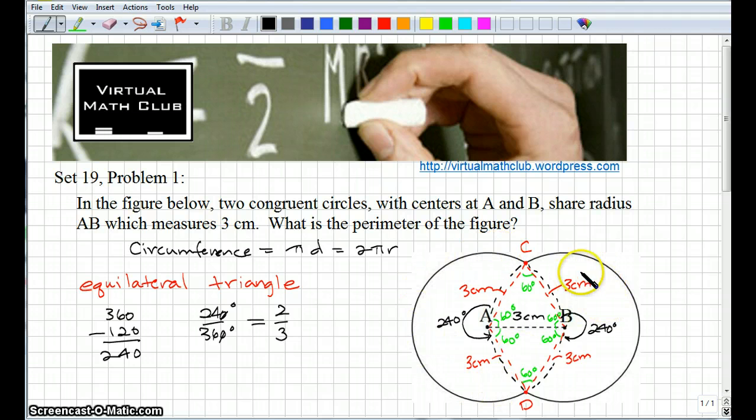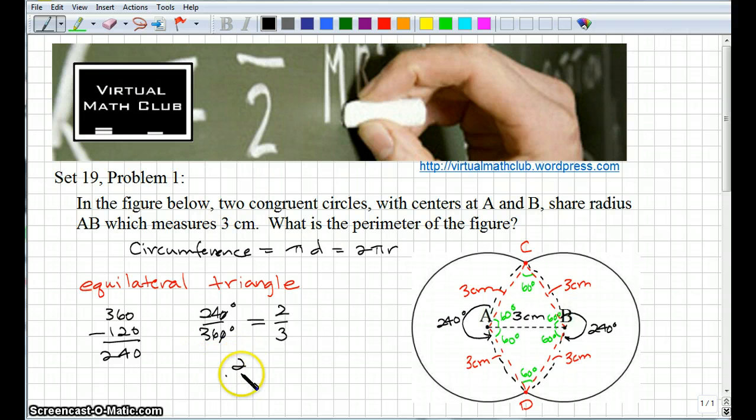In the same way over here, we have 240 of the 360 degrees included in the figure, because over here, this 120 degrees and this 120 degrees are inside the outer perimeter of the figure, so we don't really care about that. We only care about the portion that is outside. So we have essentially 2/3 of a circumference of a circle here, and 2/3 of a circumference of a circle over here. So we have two of them.